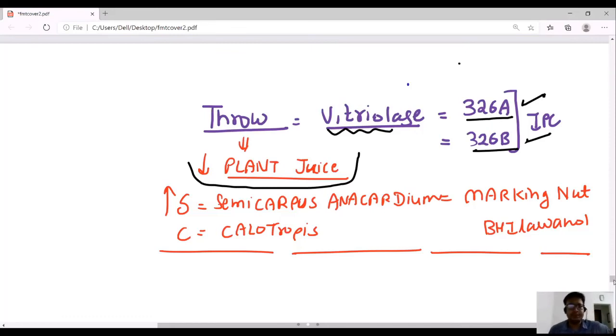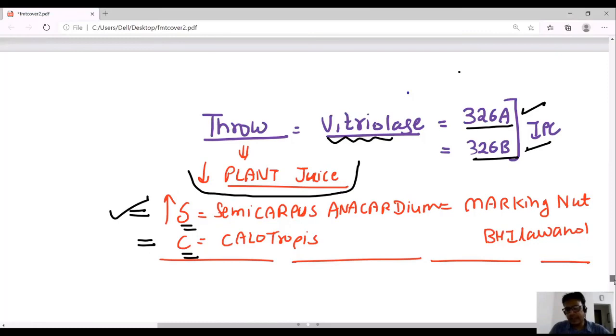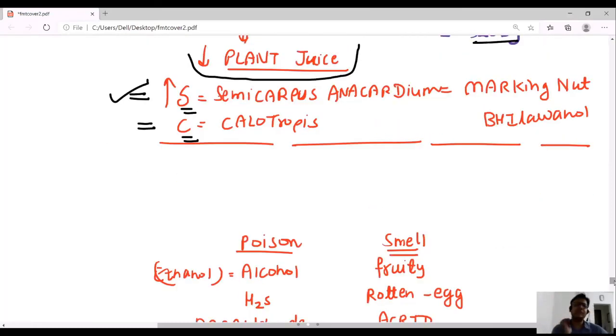Plant juices are also used. These plant juices are SC. What is SC? Semecarpus anacardium, that is the marking nut. This is most commonly used. And C is calotropis, but this is less commonly used. These plant juices are also used for vitriolage: Semecarpus anacardium and calotropis.